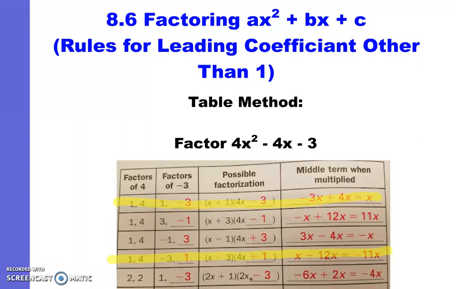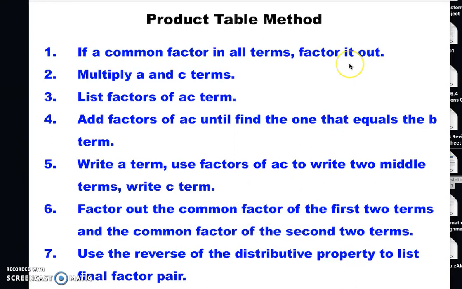Good morning. I'm going to remake this video because I heard it was just a little confusing. So 8.6 is factoring of ax squared plus bx plus c when a is anything other than 1. We are actually going to skip ahead to the next page, so it's not the first note, it's the second note. It's going to be your product table method.